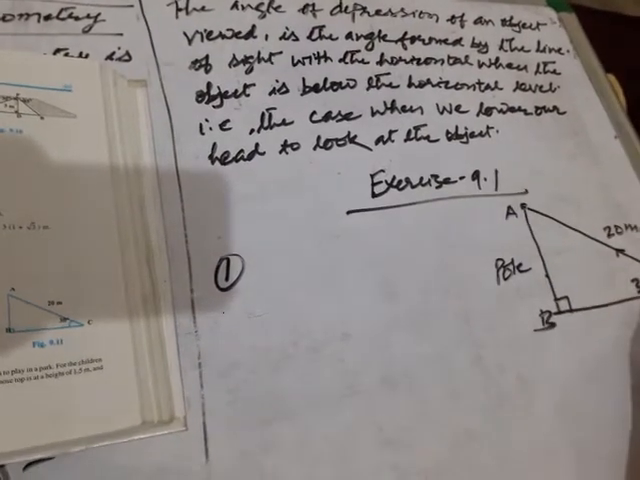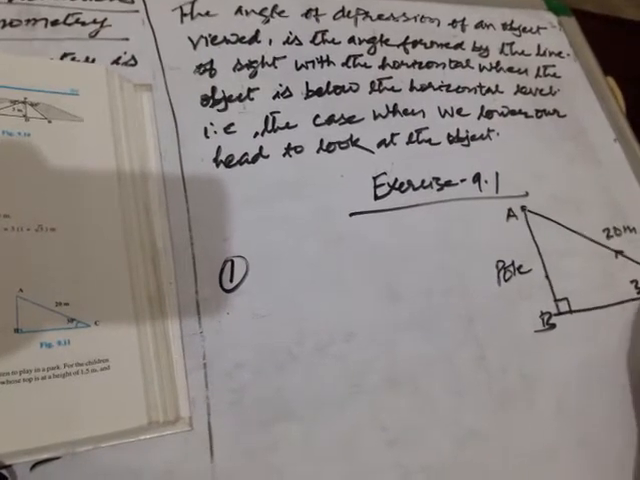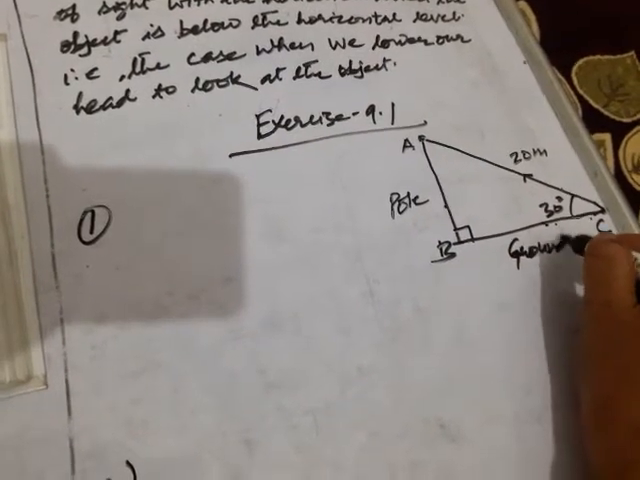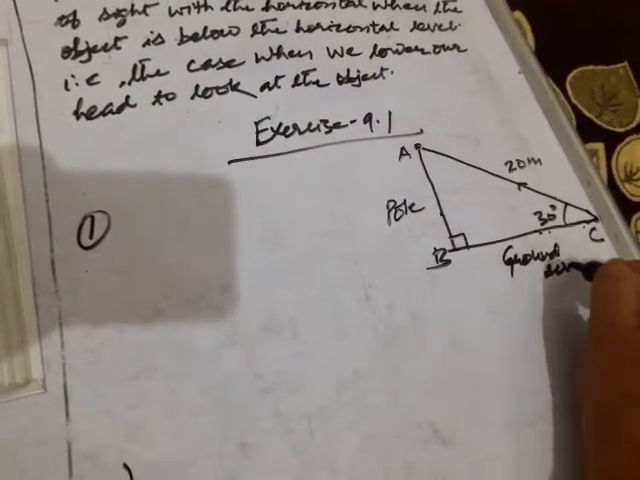If the angle made by the rope with the ground level, meaning the horizontal level, is 30 degree. This is the ground level. Ground level means horizontal level. Okay children, the angle from the ground level is 30 degree.